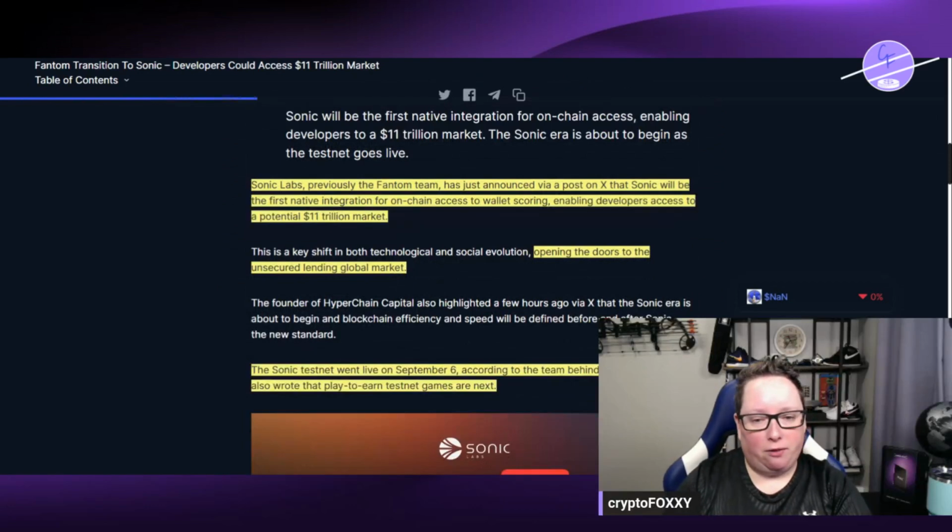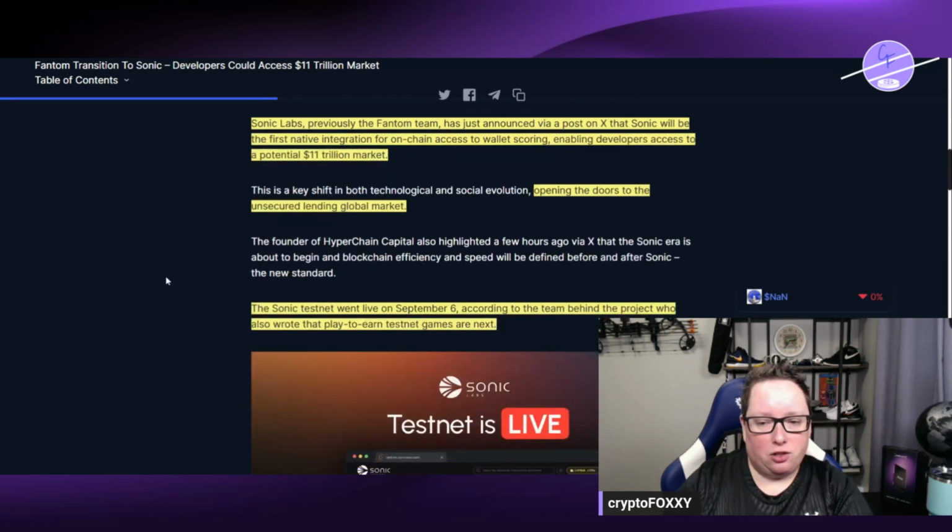Sonic Labs, previously the Fantom team, has just announced via a post on X that Sonic is going to be the first native integration for on-chain access to wallet scoring, enabling developers access to a potential $11 trillion market. So that's almost like a credit score for your wallet. That's very interesting, I've been looking into that a little bit. This is going to open the doors for the unsecured lending global market.